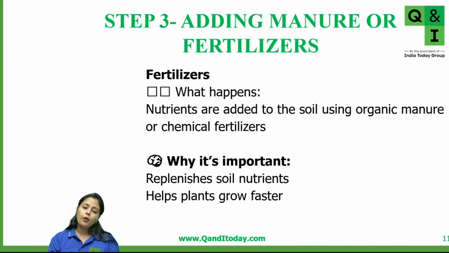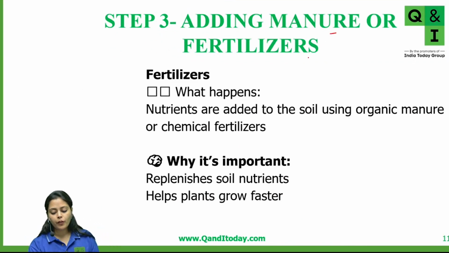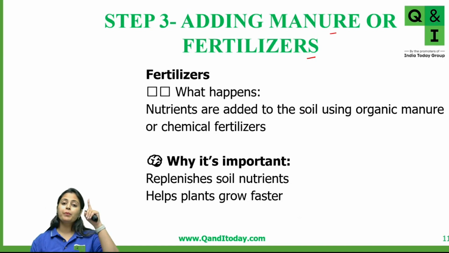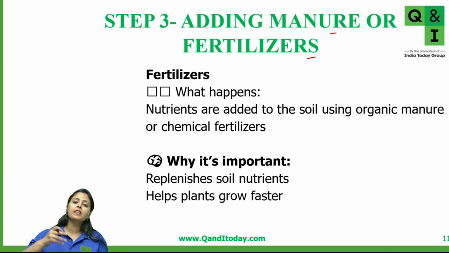Now, the third step would be adding manure and fertilizers. Manure and fertilizers can be added during the preparation of soil also. If the farmer already knows that the soil is not nourished enough, the soil is not fertilized, then at the initial stage only the farmer can add manure and fertilizers. But most farmers prefer to add manure and fertilizers after sowing. So exactly after sowing is done, they add manure and fertilizers.